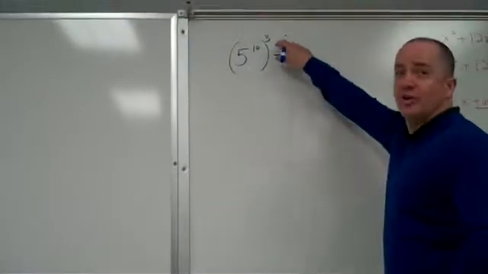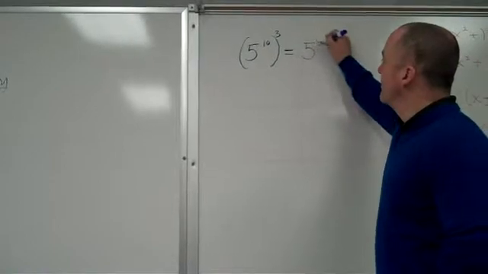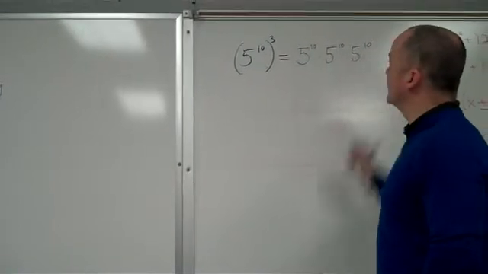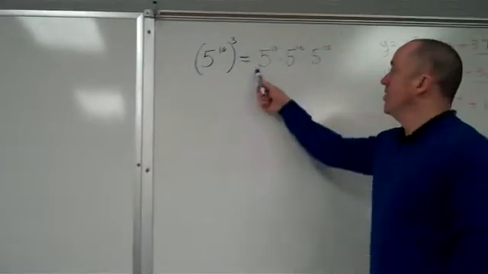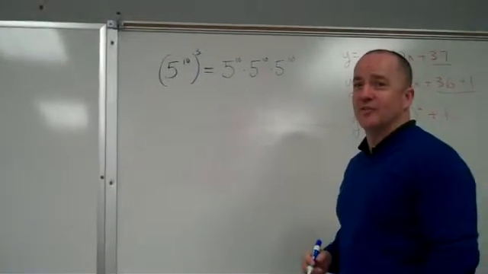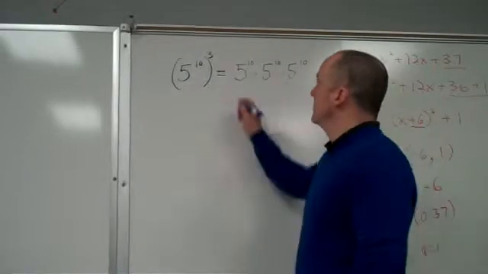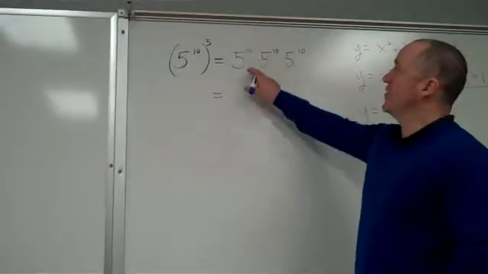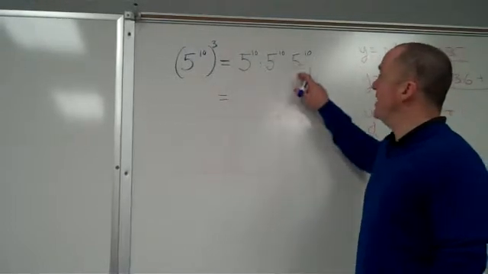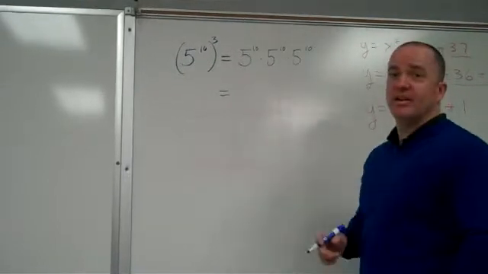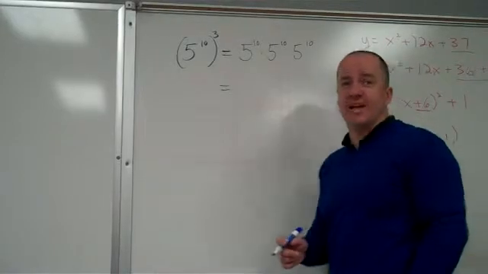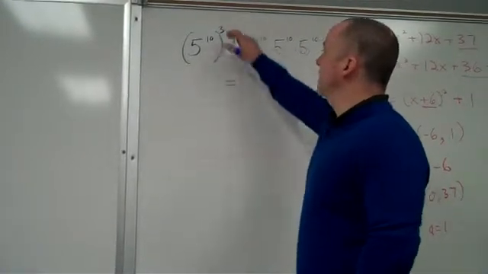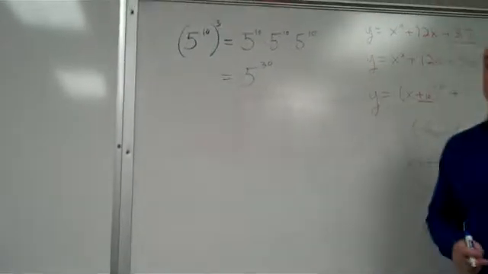5 to the 10th to the 3rd power means 5 to the 10th times 5 to the 10th times 5 to the 10th, because exponents mean multiply things by themselves over and over again. For this property, we just said if you have the same base, you add the exponents. So what's 10 plus 10 plus 10? 30. Would it have been faster to just multiply 10 times 3? Yes, so that's the rule for that one.